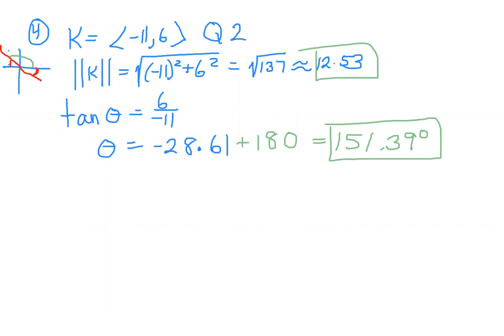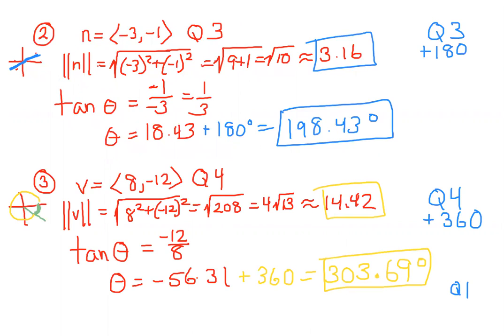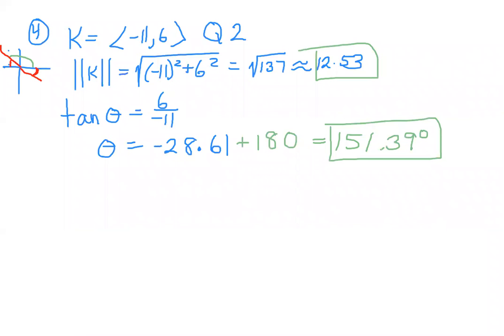So back over to here, quadrant 3, we add 180. Quadrant 4, we add 360. Quadrant 2, we add 180. Quadrant 1, we just keep it the same. Okay, let's look at number 5. This might be a good time for you to try one by yourself. So you could just pause, try it by yourself, and see if you can get the right answer.